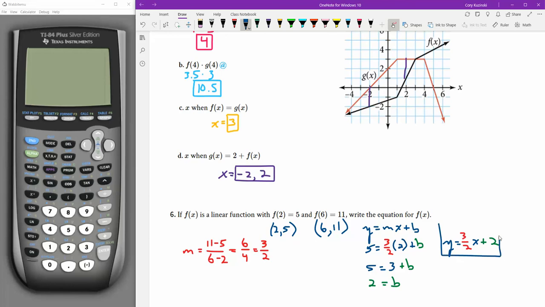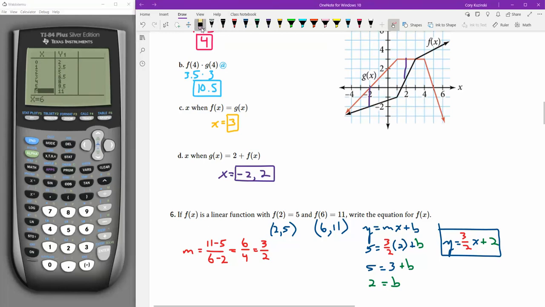We're definitely going to check this one to make sure we did it right. So let's go into the calculator. Let's go to y equals, clear these old ones. Put in our equation, 3/2 x plus 2. I am going to make a correction to this too. Table. So at 2, do we get an output of 5? Yes, we do. And at 6, do we get an output of 11? Yes, we do. We must have the right equation.